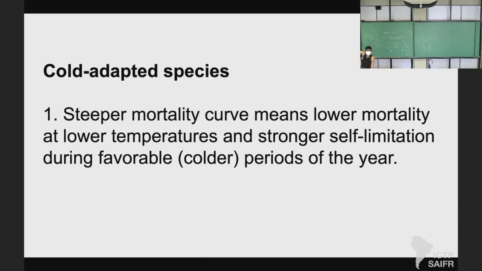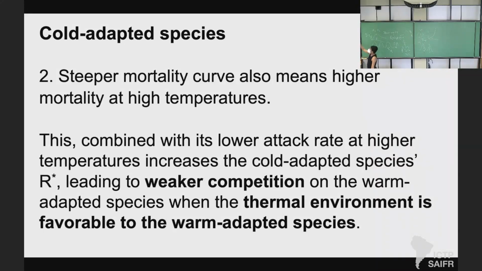So favorable for the cold adapted species is the colder parts of the year. Steeper mortality curve also means higher mortality at higher temperatures. This combined with this lower attack rate at higher temperatures increases the cold adapted species R star at high temperatures, right?